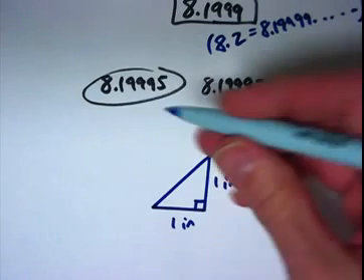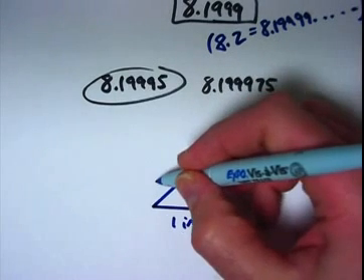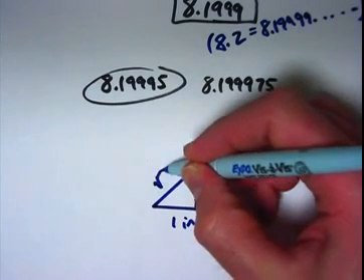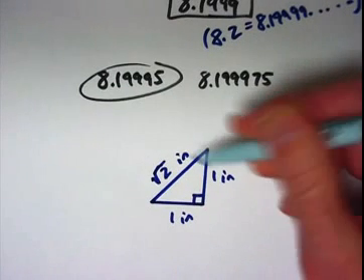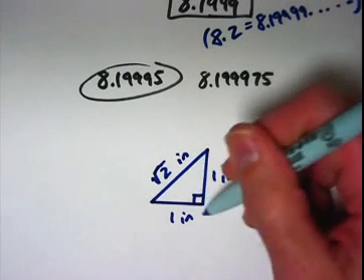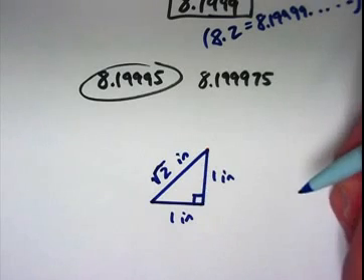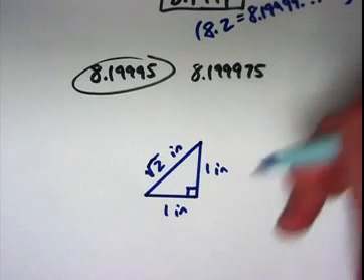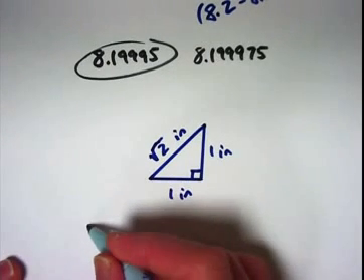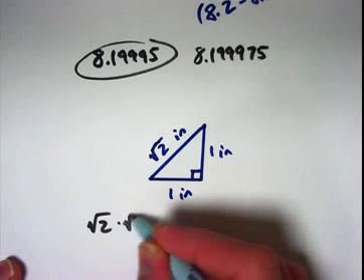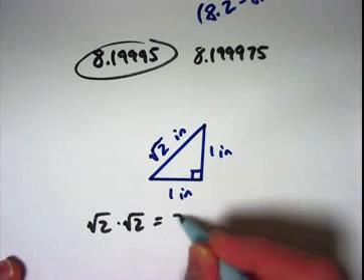it turns out that the length of this side is square root of 2 inches. At least theoretically, if these are exactly 1 inch each, and this is exactly a 90-degree angle. That's square root of 2 inches. That's our symbol for square root of 2. What is square root of 2? It's a positive number such that when you multiply it by itself, when you square it, you get 2.